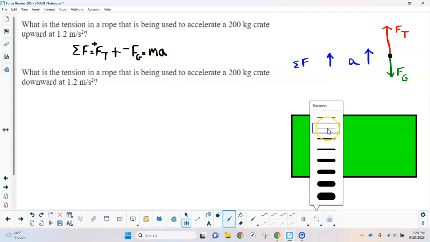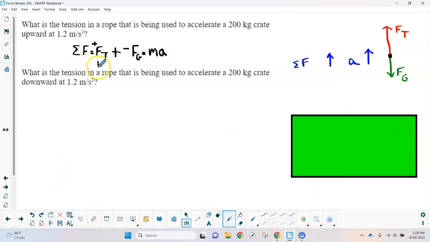So really it's just plugging in these values. So if I do that, Ft is what I'm solving for. The force of gravity would be the mass times the acceleration, so it would be 200 times 9.8. 200 times 9.8 is 1,960. So 1960 is going to go in here, and make sure you remember that negative sign. And that's equal to the mass, which is 200, times the acceleration, which is 1.2. If we do this math, 200 times 1.2, that's 240.